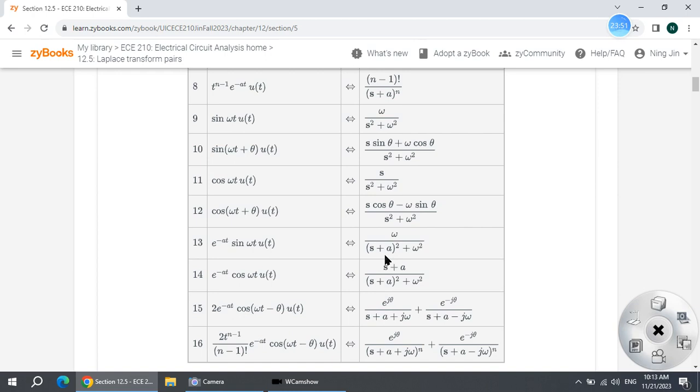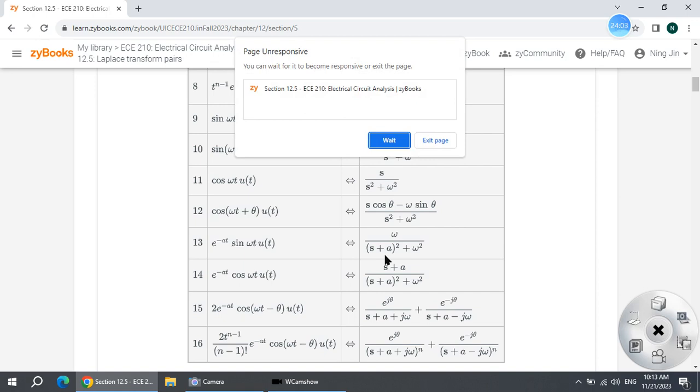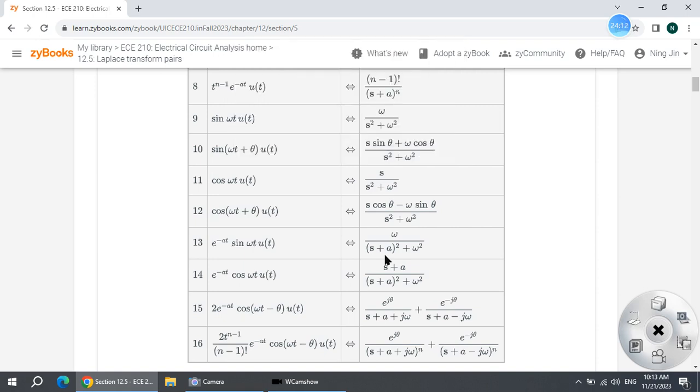Here I have e to the negative at sine of omega t u of t according to omega over s plus a squared plus omega squared, the numerator is omega. And e to negative at cosine omega t times u of t according to s plus a over s plus a squared plus omega squared.